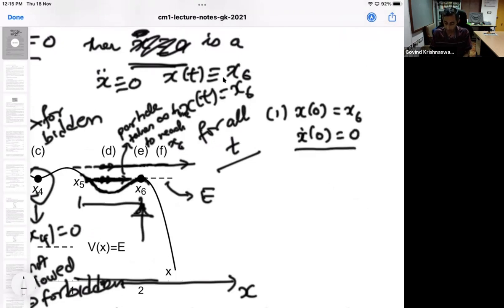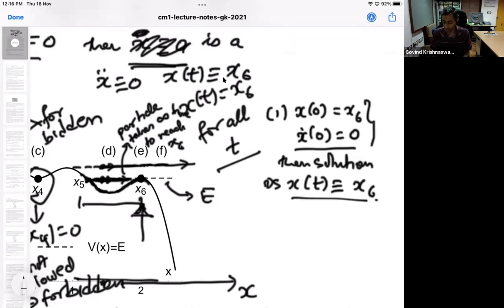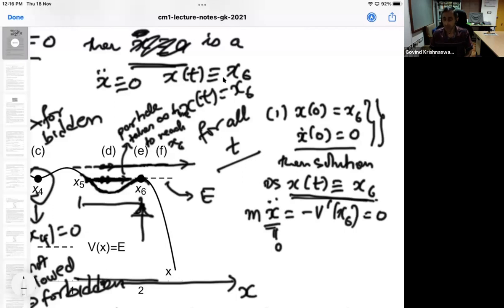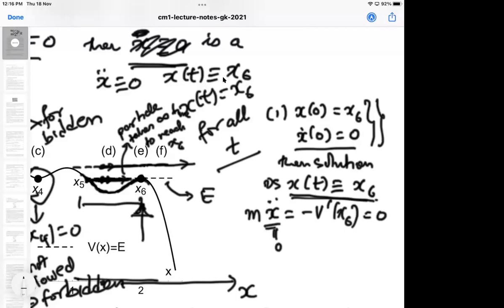Then the solution is x of t identically equal to x6 for all times, because it satisfies these two initial conditions. Because it's identically x6, if you differentiate, you will get 0. It also satisfies the equation of motion, which says m x double dot is equal to minus V prime of x6, but that is itself 0. And if x is identically x6, its second derivative must also be 0. So the equation of motion is satisfied, the initial conditions are satisfied. So this is a solution. Rajdeep, are you comfortable with this solution? Yes, sir. This is okay. Very good.